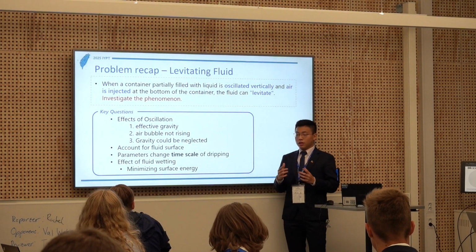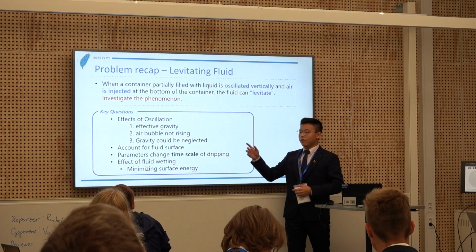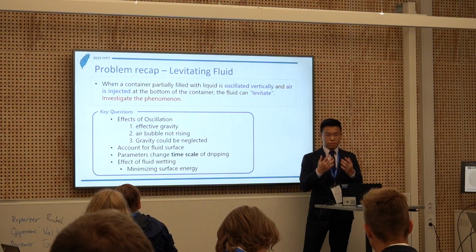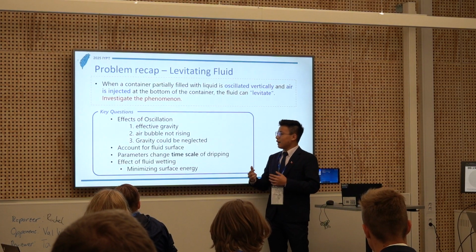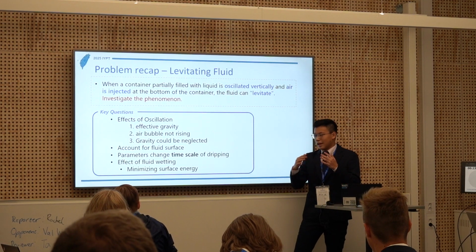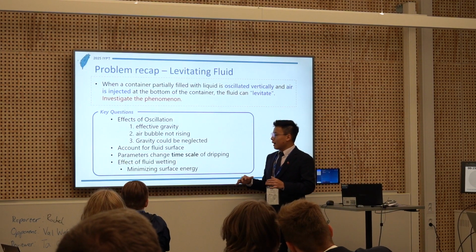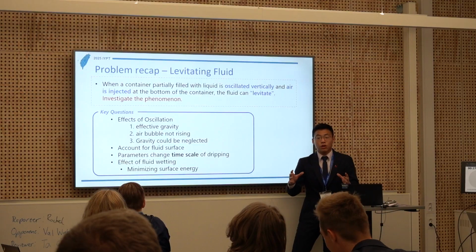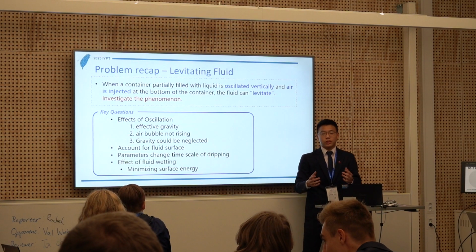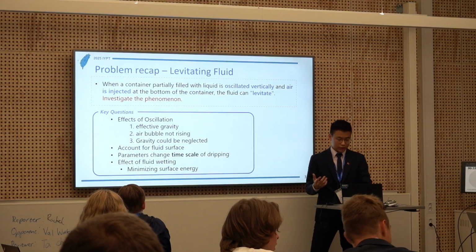First, you need to clarify the effect of oscillation, the effect of gravity modulating. And about the air bubble not rising, I clarified this with the reporter and got a good explanation. Then, accounting for the fluid surface as a small perturbation, as the reporter does not have a good equation for that. And then the parameters that change the time scale of the dripping, because the time scale is most important, and the effect of fluid wetting, which I first asked in the questions.